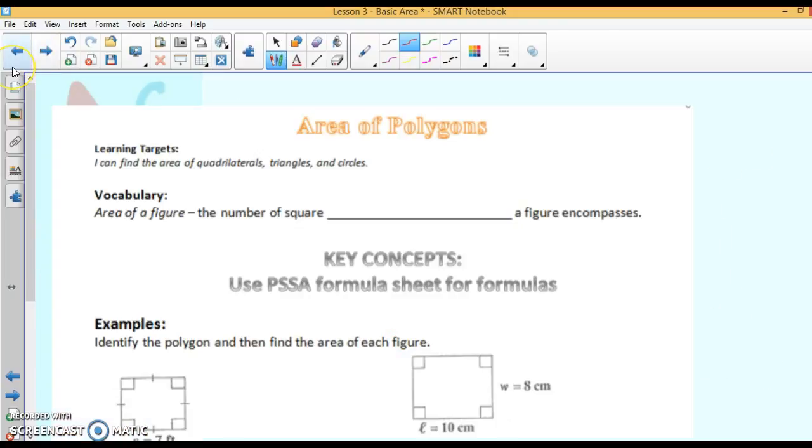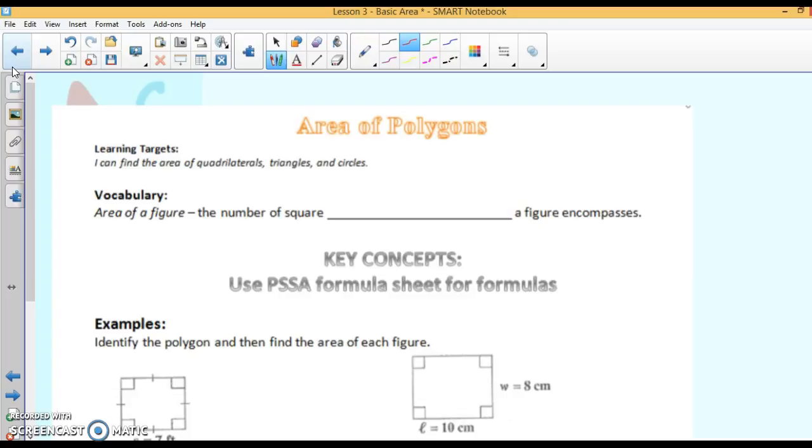All right, today we are talking about area. You should be on page 9 in your note packet. You are going to need to have your formula sheet with you. And you're going to need to refer to that. It's blue. You should already have a copy of it.